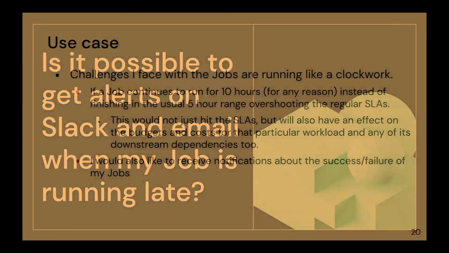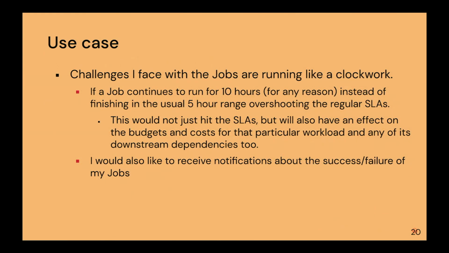So there are ways and means where I have challenges with my jobs which are running like clockwork in production. And sometimes a job which usually used to run for 5 hours is running for 10 hours. But I don't even know why it is running or how it is running or for whatever reasons. I would like to be notified for all such issues. When I say notified, one, for the cost, and two, most importantly, for the downstream SLAs.